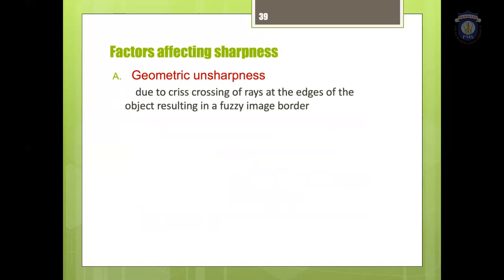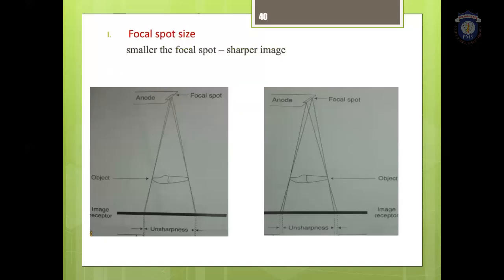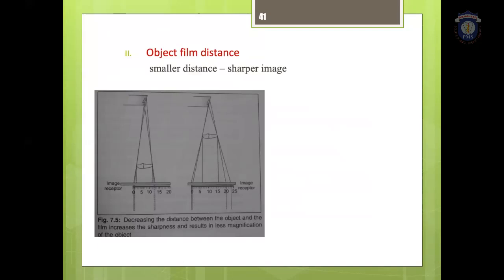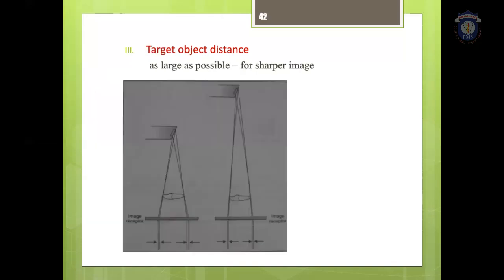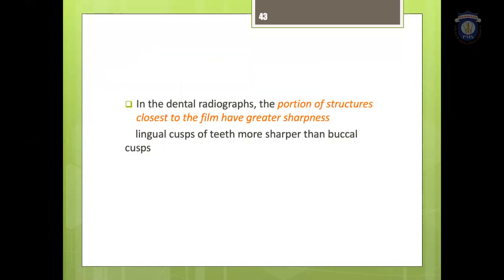Factors affecting sharpness. One is geometric unsharpness, due to crisscrossing of rays at the edges of the object, resulting in a fuzzy image border. Focal spot size: the smaller the focal spot, the sharper the image. Object film distance: the smaller the distance between the object and film, the sharper the image. The target object distance should be as large as possible to get a sharper, clear image.